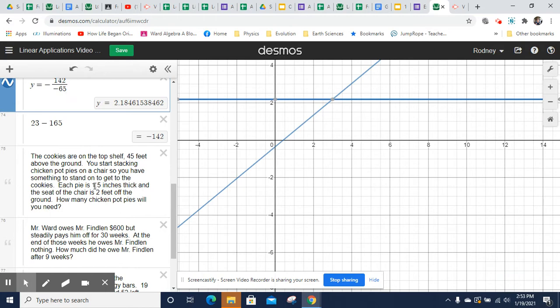Now, you may notice we've got inches and feet. We are going to need to convert one or the other. So let's go ahead and do that.